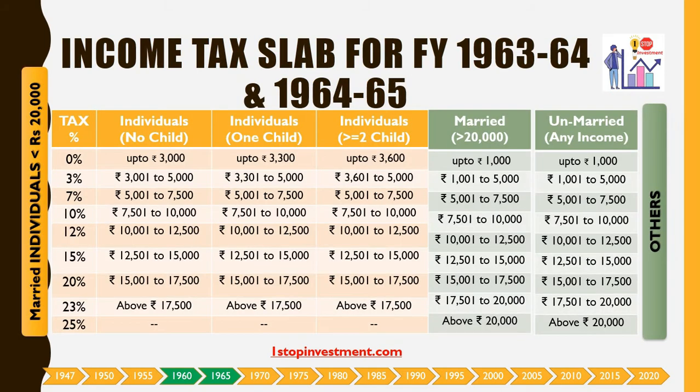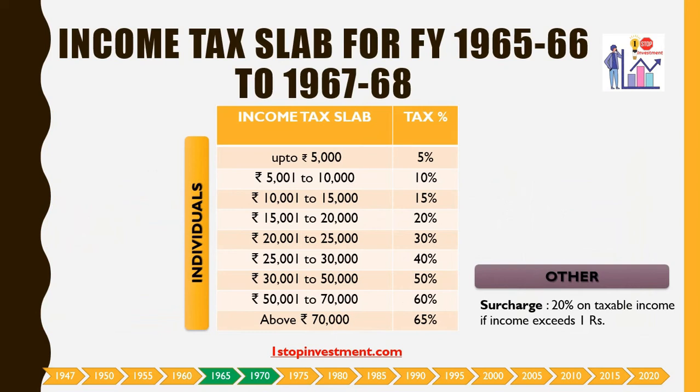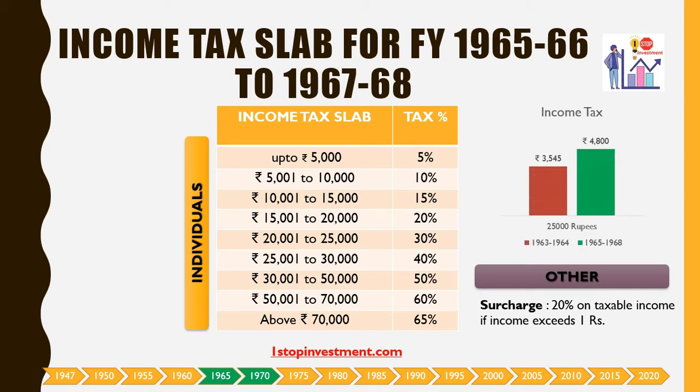For the financial year 1963 to 65, they had increased the tax percentage. Tax brackets were also increased to 9. For the next financial years 1965 to 68, for the first time, zero tax slab was removed and surcharge was introduced. Tax slabs were consolidated into one and tax amounts were also increased multifold. If someone had earned 25,000 rupees as income, they had paid 4,800 rupees as tax, which is 35% greater than the previous tax slabs.